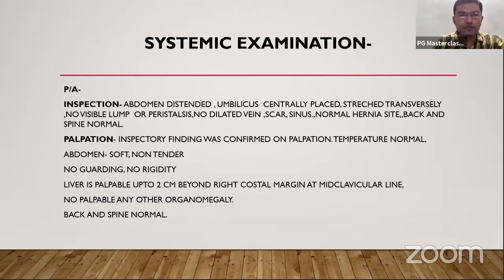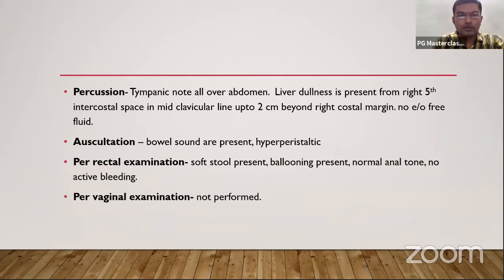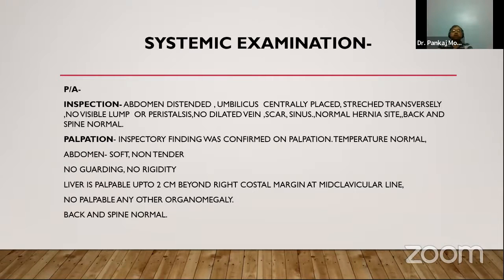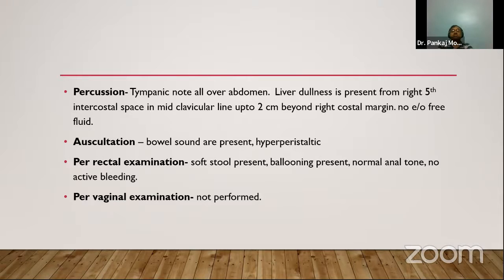Sir, on inspection, the abdomen was distended, umbilicus centrally placed, everted transversely. And sir, on palpation, the abdomen is soft, non-tender, no rigidity, no guarding. Liver is palpable 2 centimeters beyond the right costal margin in the midclavicular line. No other organomegaly is palpable, and back and spine were normal. The only important point is auscultation. What were the findings on auscultation? On auscultation, the bowel sounds are present, which were hyperperistaltic.